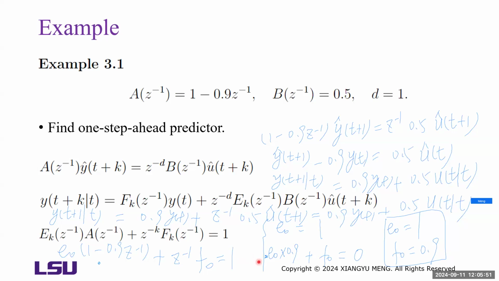As you can see, by using the two different approaches, we have the same result here. The prediction of y t plus 1 given t will be 0.9 y t plus 0.5 u t. So even though we use two different approaches, we end up with the same result.